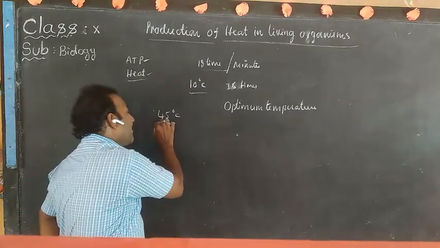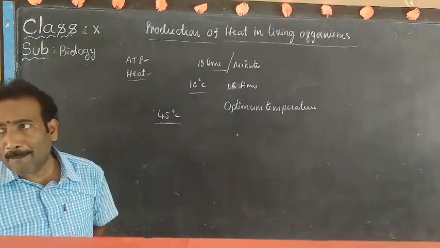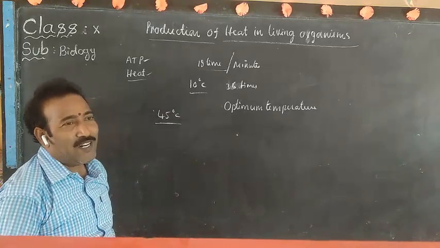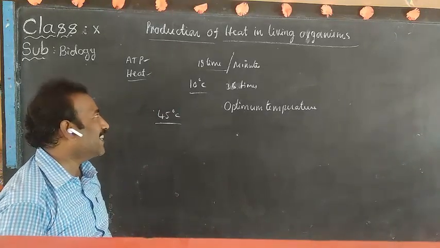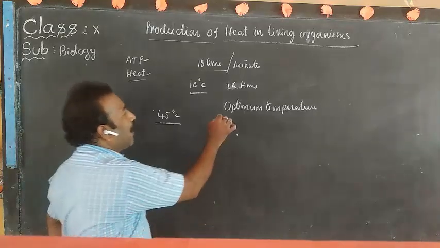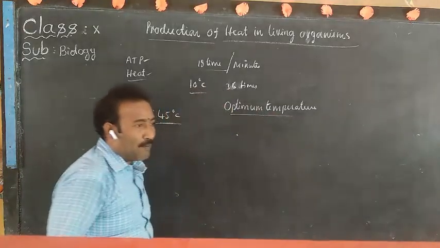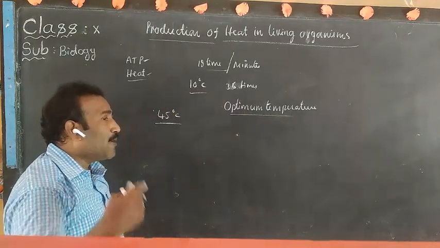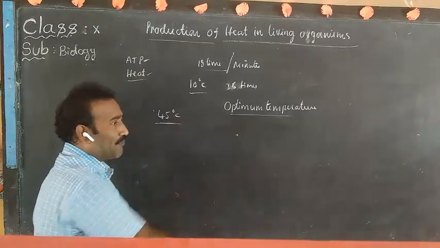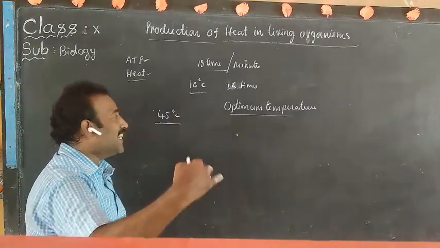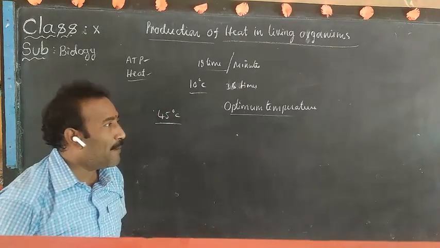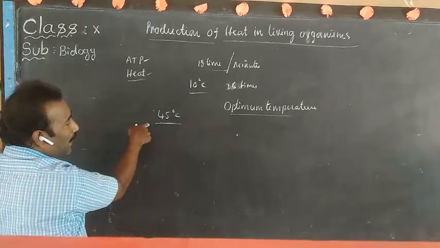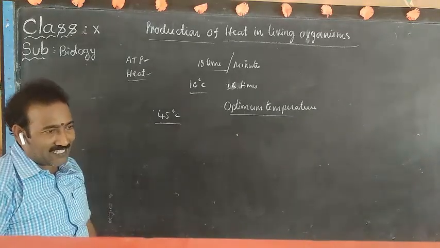So at the optimum temperature only, the rate of metabolic processes is maximum. Beyond this temperature, the rate of metabolic processes again gradually decreases. What is the optimum temperature? The temperature at which the rate of metabolic processes is maximum. In the human being it is 45 degrees Celsius.